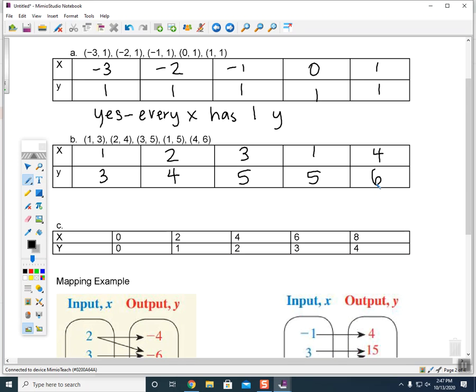Well, I remember that my function means that my every X value only goes to one Y value. So one of the things that I noticed right away is I have a value of 1 here, and I also have a value of 1 over here. So my X value 1 goes to both 3 and 5. So it doesn't have one output, it has 2. So this is not a function. 1 has 2 outputs. So it is not a function.